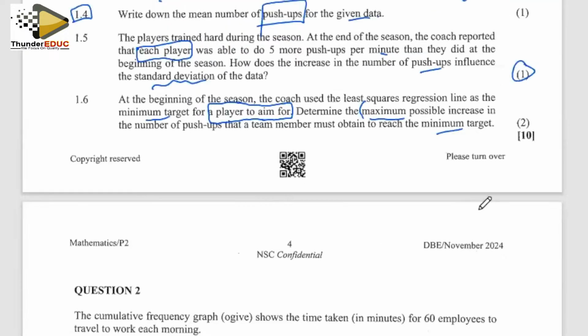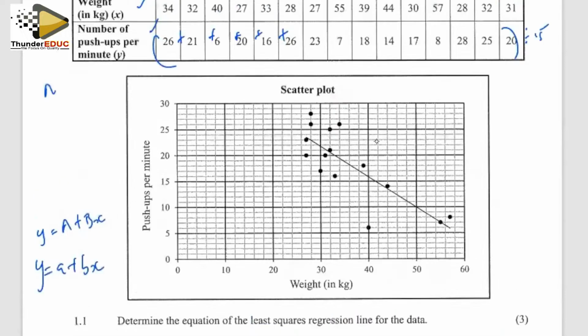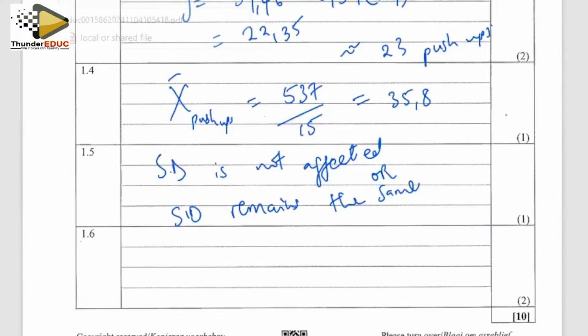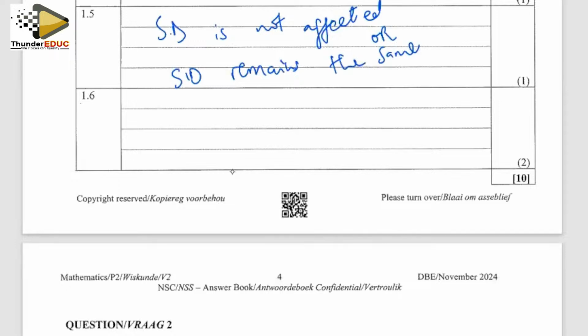Initially in 1.4, we saw that the mean or the average we were looking at was 35,8 push-ups. But from our regression line, if we look at the y-intercept of this graph, remember from our equation we found it to be 39 or something. So the y-intercept is 39,46. But currently the average is 35,8.